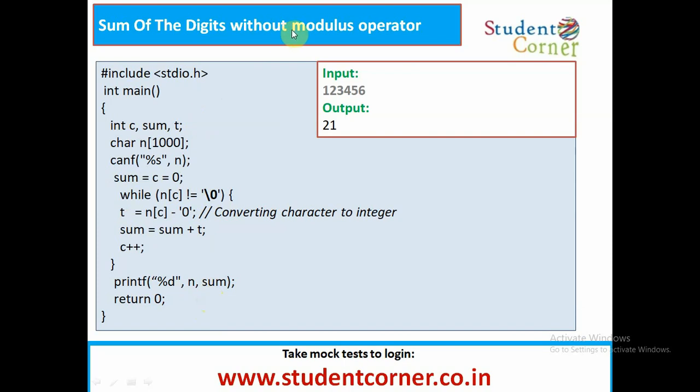The second one is without the modulo operator. How we need to do it: we need to take it as a string and store the values, and until the end of the string, we need to take each and every digit. It is subtracted from the character 0. Initially, sum and c are 0. While n of c is not equal to null, each character we are comparing, and we need to sum it, and print the value of sum. Obviously we will get the output.